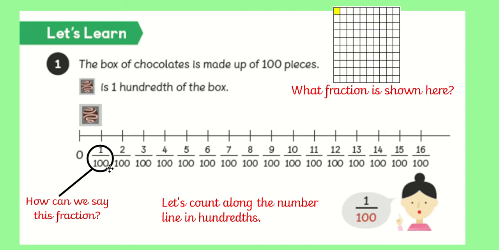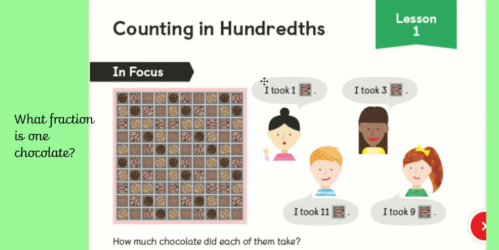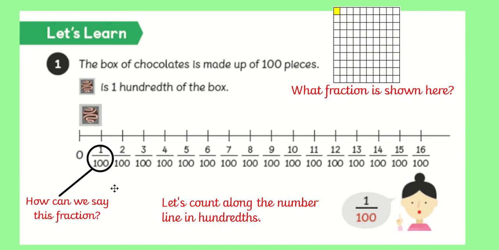1/100th. Let's count along the number line in hundredths then. So join in with me. We've got 0, 1 hundredth, 2 hundredths, 3 hundredths, 4 hundredths, 5 hundredths, and so on, up to 14 hundredths, 15 hundredths, and 16 hundredths. Okay, so we said before that one chocolate is 1/100th, so 3 chocolates is going to be 3 hundredths.